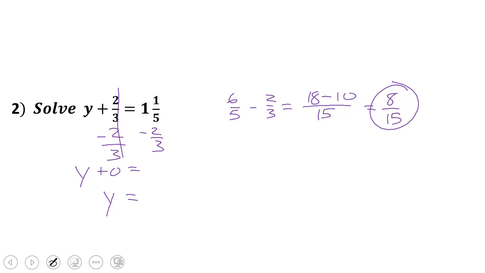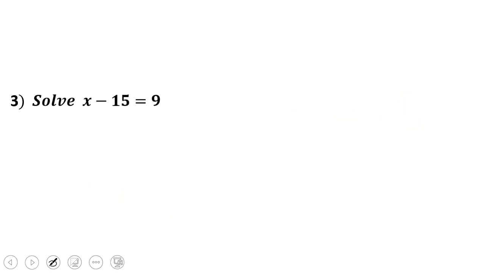All right. So y plus 0 is 8/15. Y is 8/15. Make sense? Outstanding. Moving right along. X minus 15 is equal to 9. First thing I want to do is isolate that variable. What's the inverse operation of subtracting 15? That's right, adding 15. Because x minus 0 is going to be x.